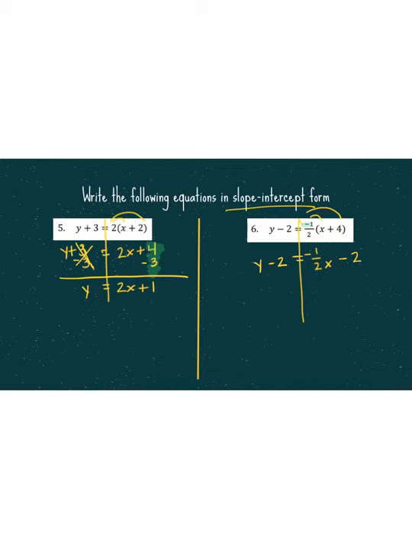To get that y by itself, I have to get rid of this negative 2. So I'm going to add 2 here. And if I add 2 to the left side, I'm going to add 2 to the right side, but under that constant, not under the x, because the 2 does not have an x on it. So the 2's are gone. I'm left with y equals negative 1/2 x. Negative 2 plus 2 is just going to give me a 0. So negative 1/2 x plus 0.